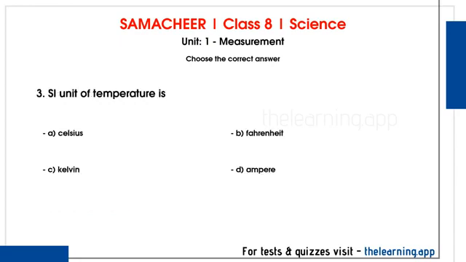Question 3. SI unit of temperature is. Options are A. Celsius, B. Fahrenheit, C. Kelvin, D. Ampere. Correct answer is C. Kelvin.